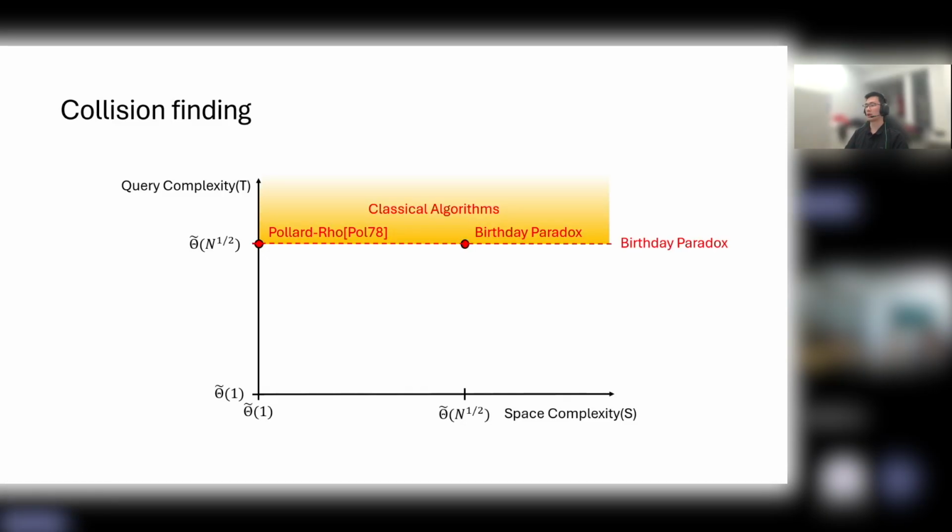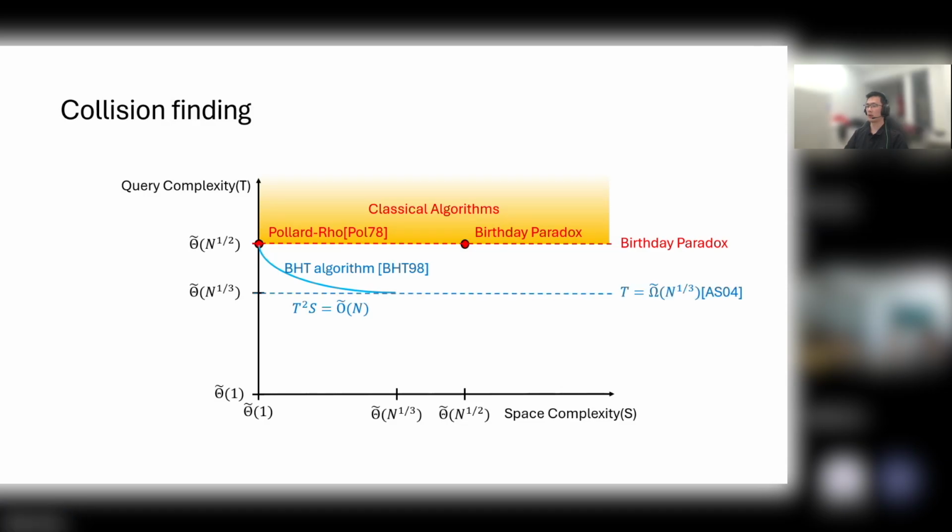And all of the classical algorithms lie above this line. We also have this BHT algorithm. It is actually a trade-off, but we are able to achieve the best query complexity at n to the 1/3, which also requires a large amount of memory. And we also know this line, proved by a very famous work, which says that if you want to solve collision finding, then the best quantum algorithm is above this line.